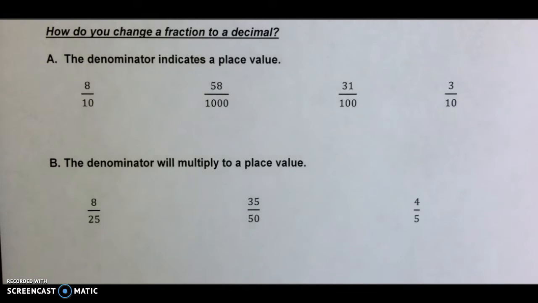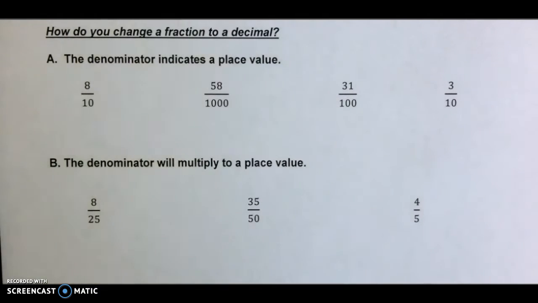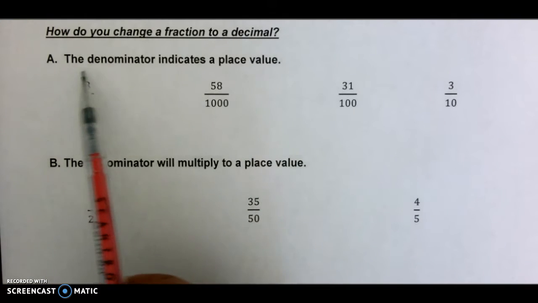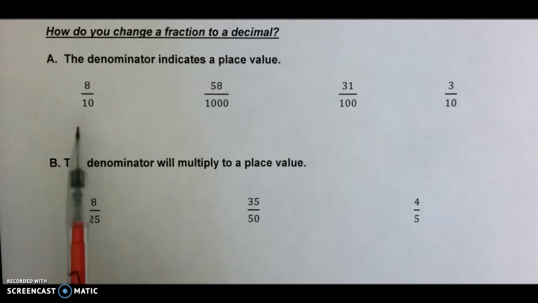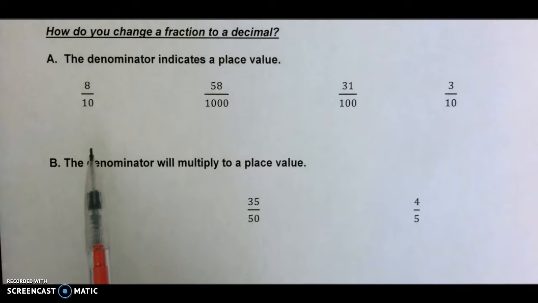Now that we've reviewed our place value chart, we're going to answer our first question here, which is, how do you change a fraction to a decimal? And there are 3 different cases that we're going to look at. The first in part A is probably the easiest. That's when your denominator indicates a place value. If you look at all of the denominators of these 4 numbers here, those numbers are place value.